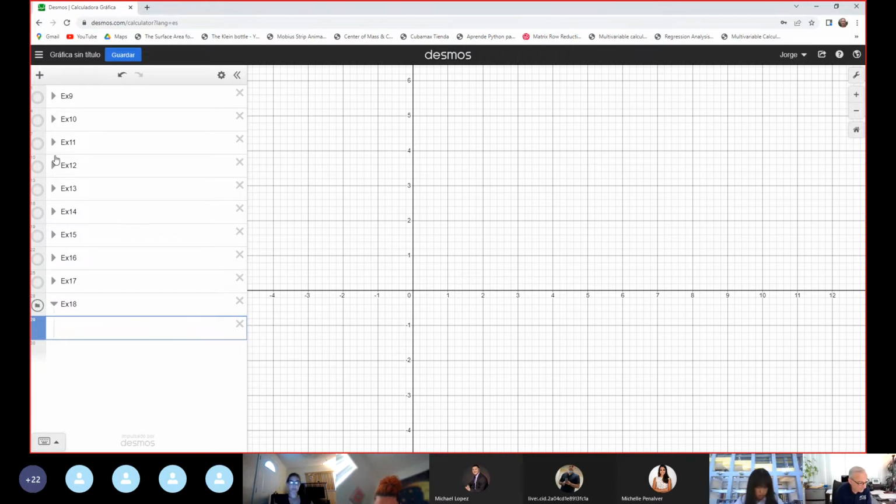Example 18, I have here. We have y equal, in this case, determine the slope and the y-intercept. So they want you to do the graph. Okay, I understand. However, they want you to determine more information, and the more information is determine the slope and determine the y-intercept.